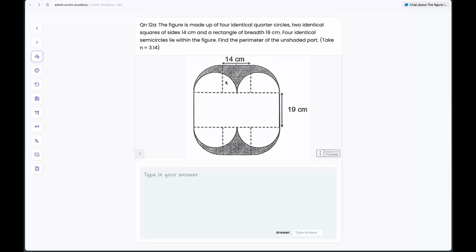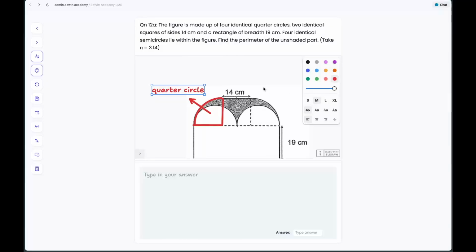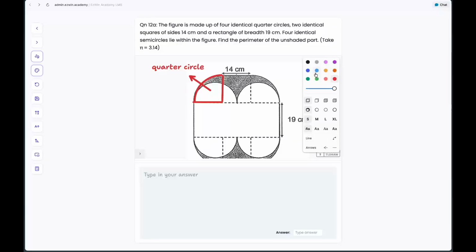So which ones are the identical quarter circles? This is the quarter circle that they are referring to, highlighted in red. That's what you see over here. To find the perimeter of the unshaded part, let me highlight it in blue. The unshaded part is this 1, 2, 3, and then we have 4 semicircles. At the same time, we also have this 19 centimeters. The unshaded part, obviously.